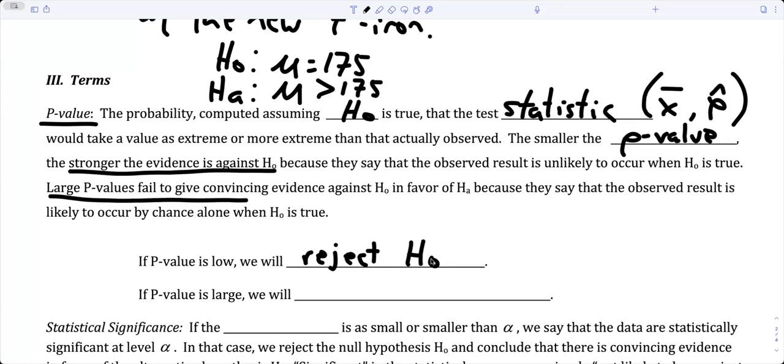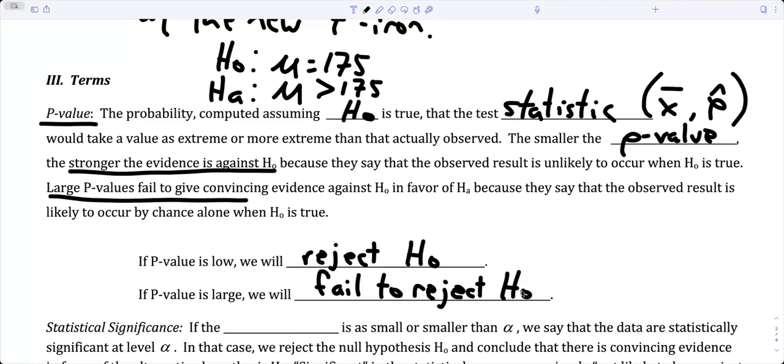And if the p-value is large, we shall fail to reject the null hypothesis. So, 2 observations. It's always reject or fail to reject, and it is always in terms of the null hypothesis.